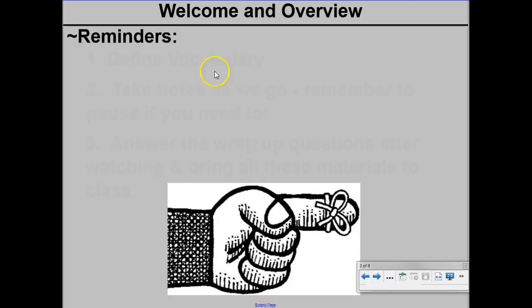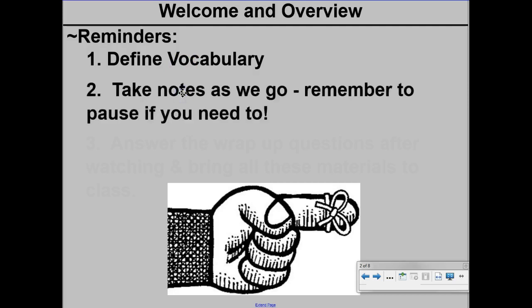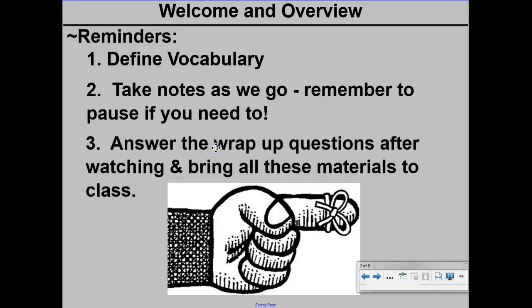So before we get going here, a couple reminders. One, you know these because you see them every time. Make sure that you define the vocabulary associated with this unit. You can find it on your worksheet. Take notes as we go, and of course, remember you can pause this as you need to. And then answer the wrap-up question. It's actually singular this time after you watch the video, and then bring all this stuff to class. But you know this because the words don't change, just the picture at the bottom.